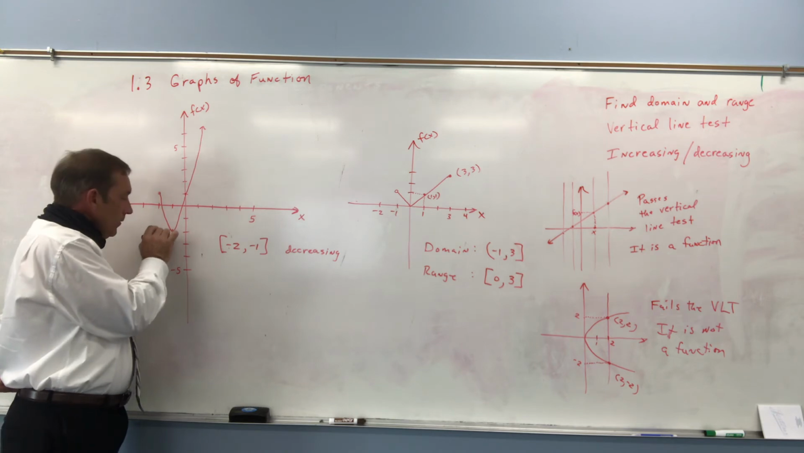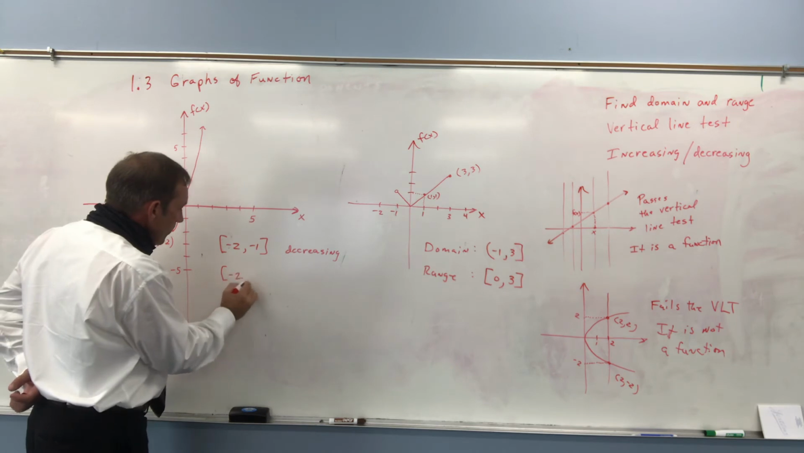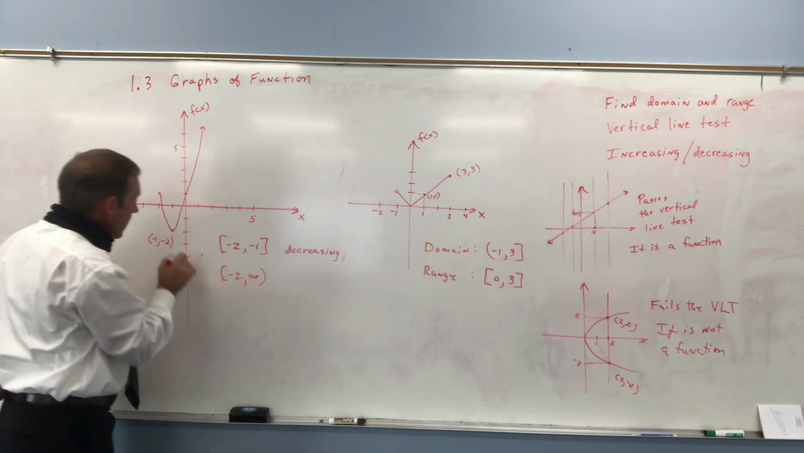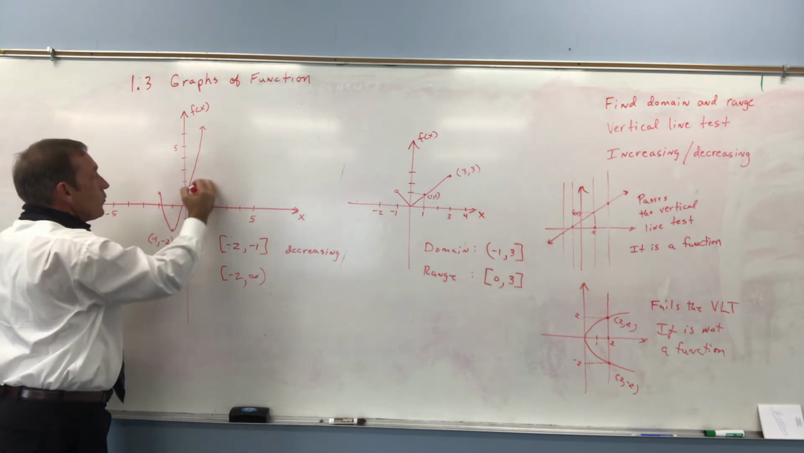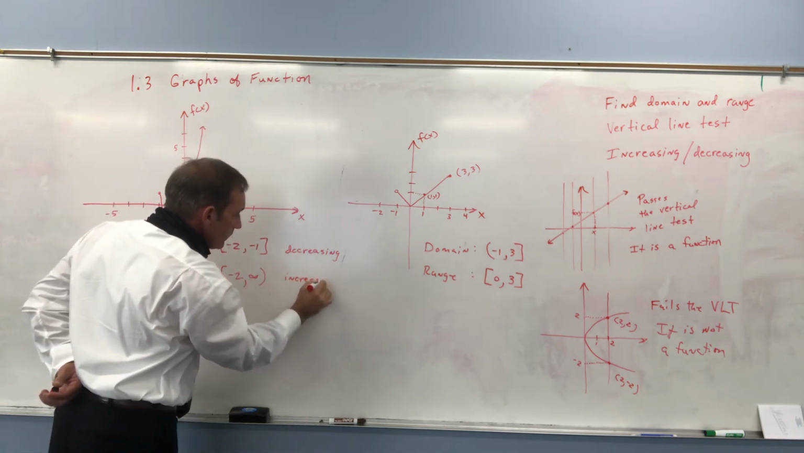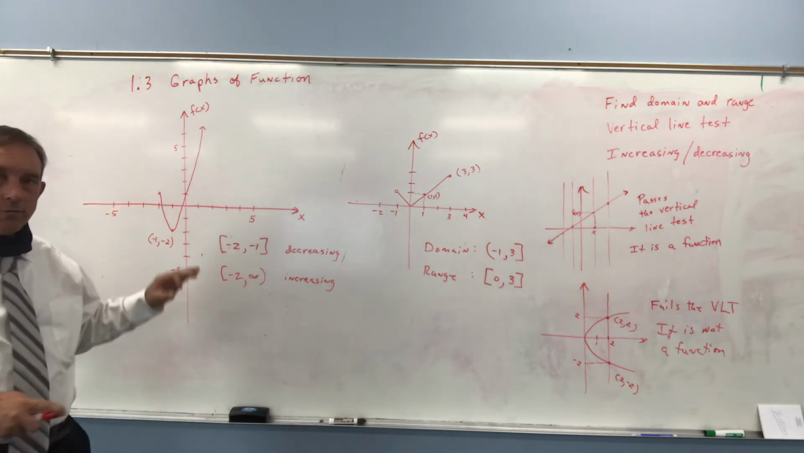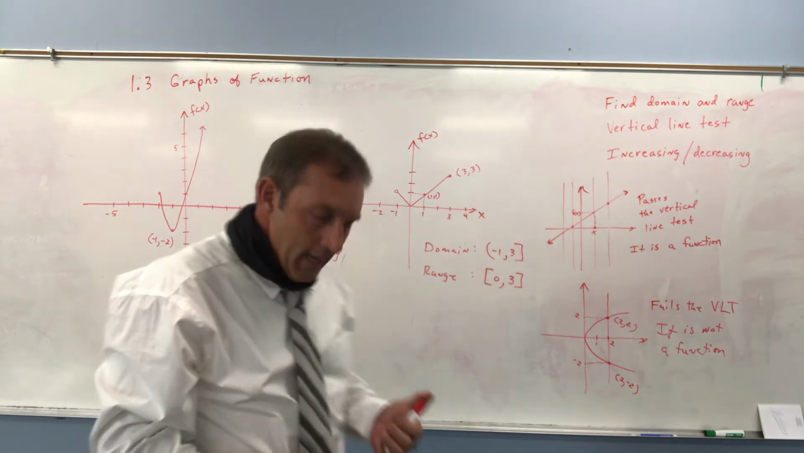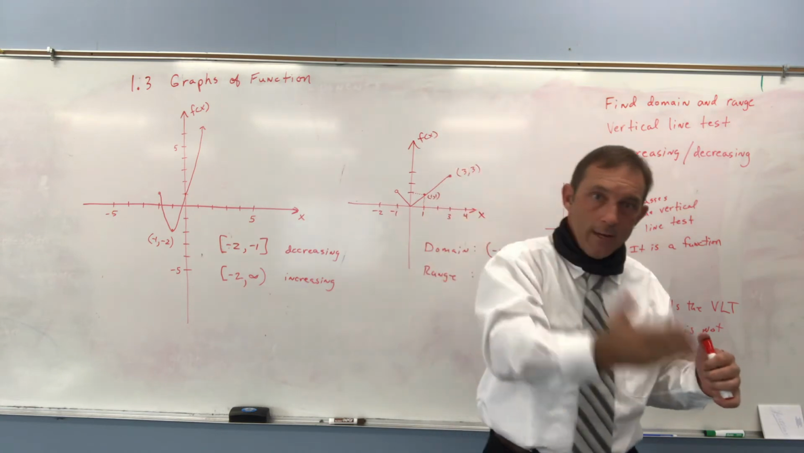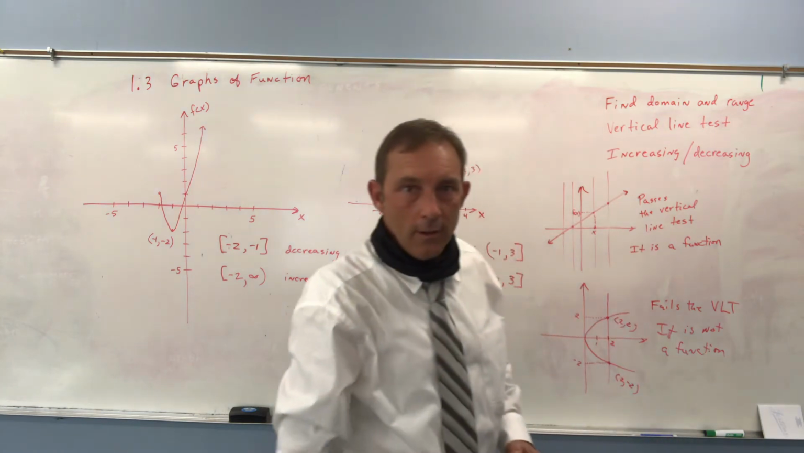However, at that point, it changes. Now, from -2 all the way to infinity, the function values are increasing. So I guess the main point here is to understand that these functions can have intervals over which they're going up, they can have intervals over which they're going down, they can even have intervals over which they're moving horizontally, so they would be constant over those intervals.